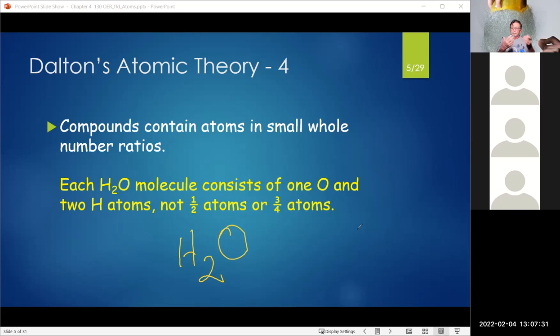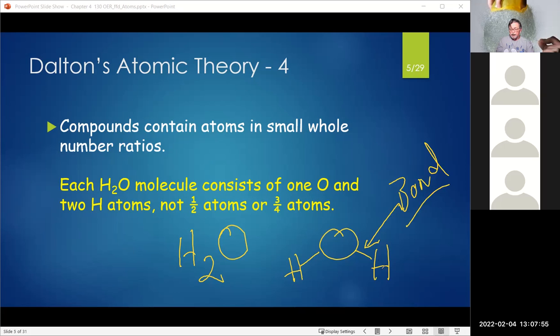You'll always be told who the central atom is. In this case, by convention, H2O is written as H2O. Oxygen is the central atom. We're going to learn how to draw formulas and structures, and water has this structure. This line that I put there represents a bond between the oxygen and the hydrogen. Notice there are 2 bonds there, okay?